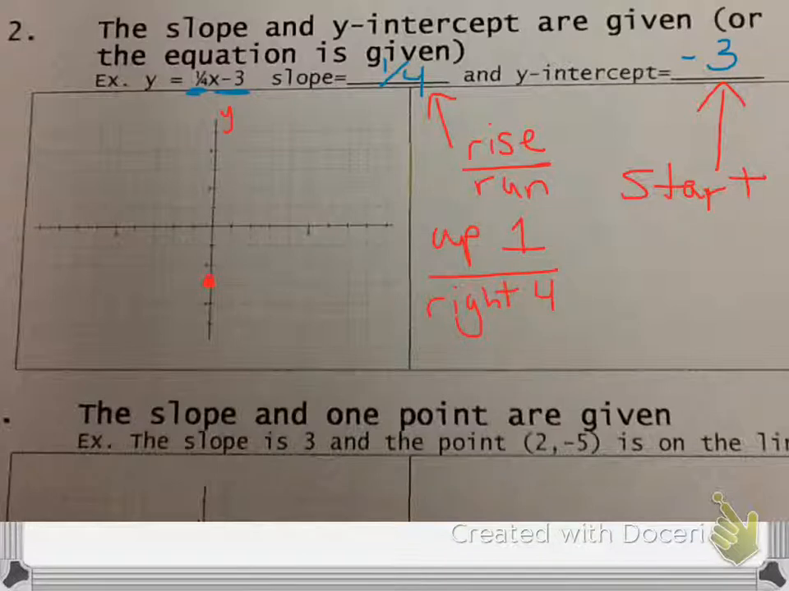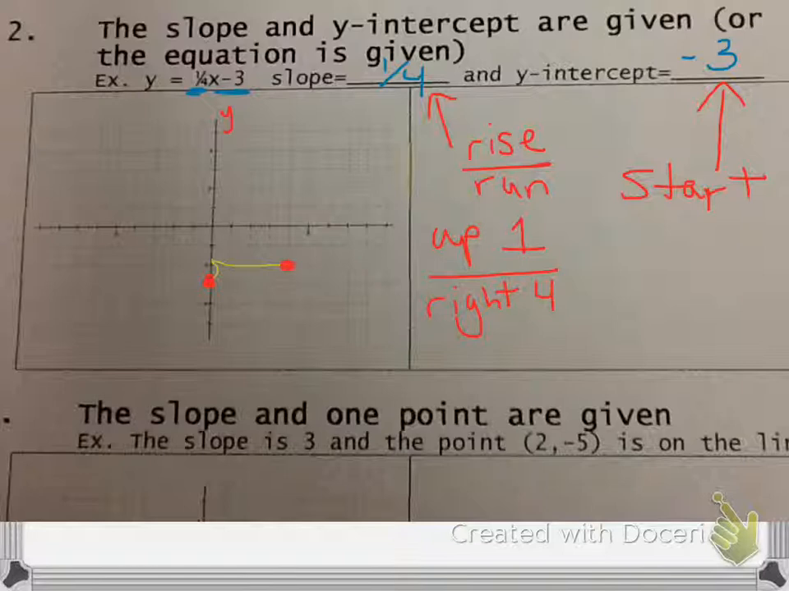If either of these numbers were negative, then we would go down if the numerator was negative, or we could go to the left if the denominator was negative. But since they're both positive, we're going to go up 1 box, and then to the right 4. 1, 2, 3, 4. And that's where our second dot will be.